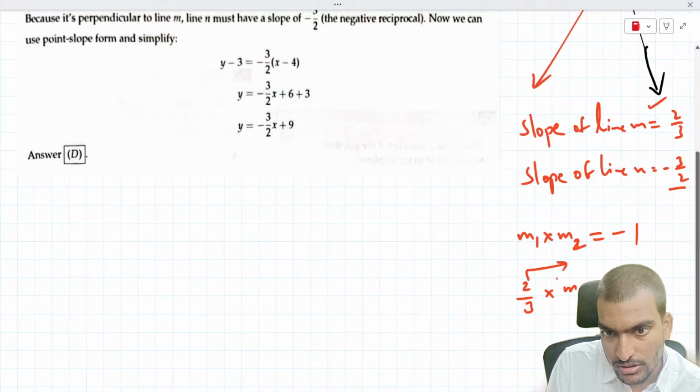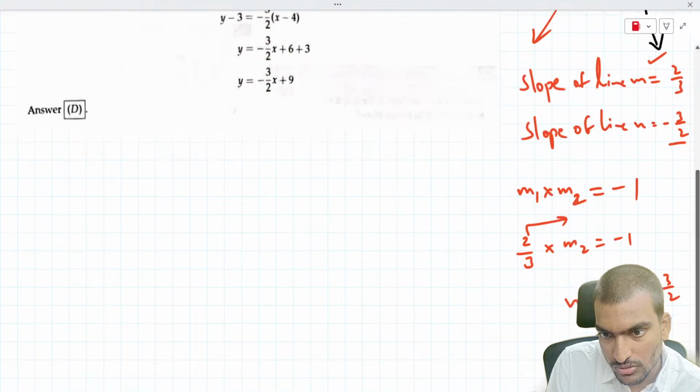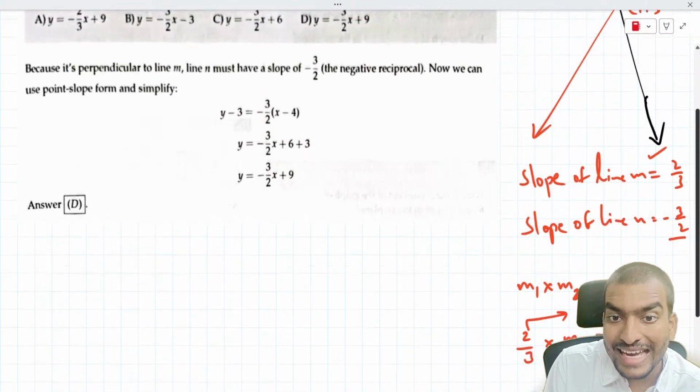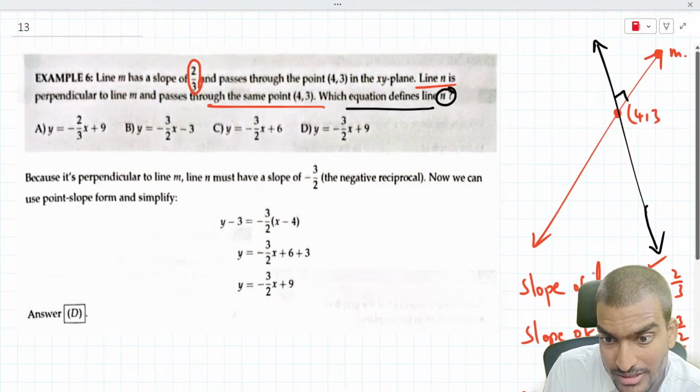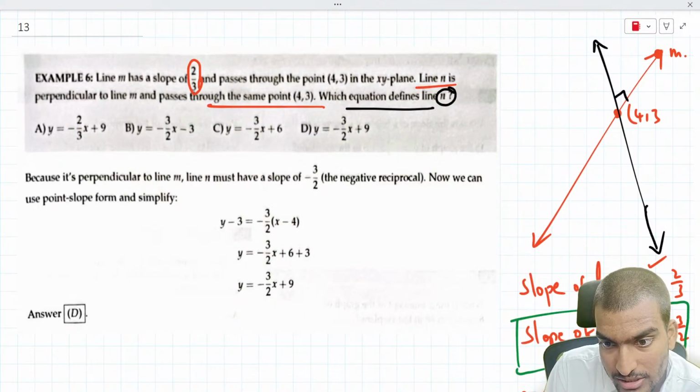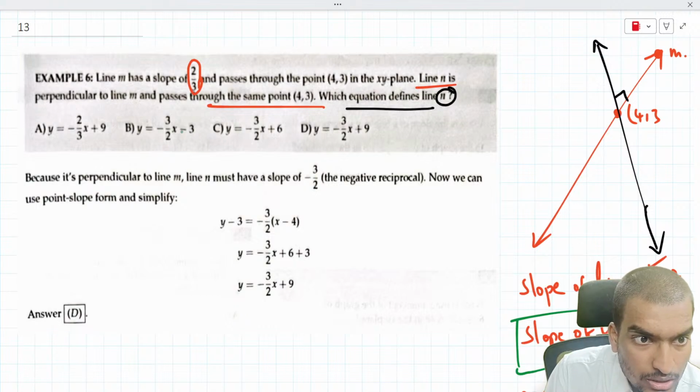Just shift this to the RHS. It will become the reciprocal. That's going to be -1 into 3 by 2, that is -3 by 2. So this is the slope of N. Just check the options which have the slope -3 by 2. Negative all of them except option -3 by 2.